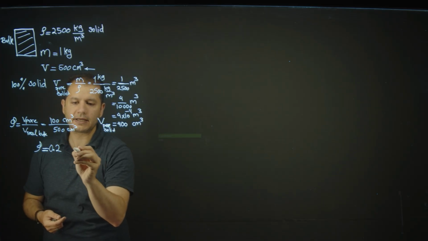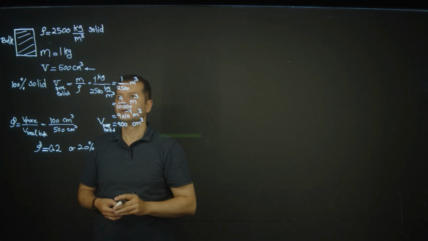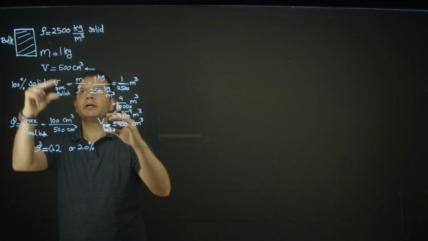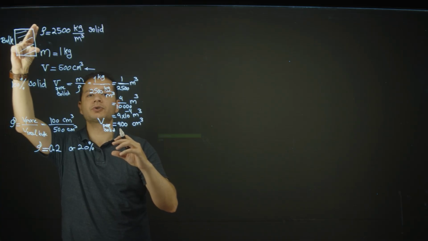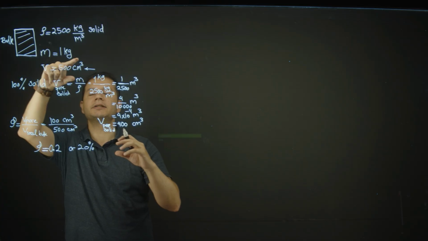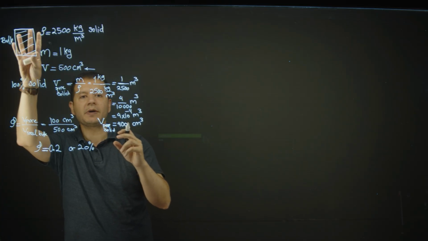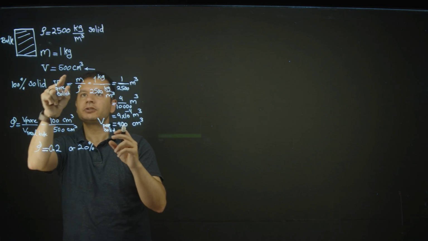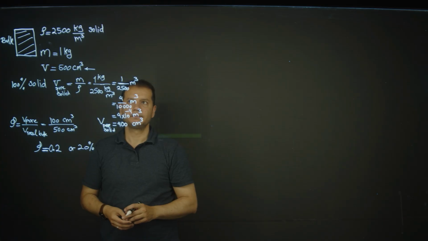Or I can write it as 20%. So the pure solid could have taken smaller space, but the total porous rock is 500 cubic centimeter. Therefore, 100 cubic centimeter is the void space here, and that divided by total bulk volume is 20% porosity.